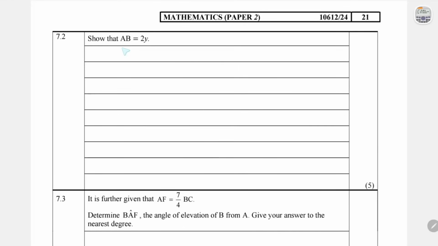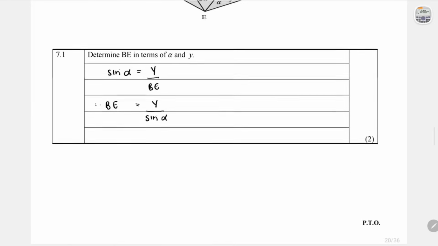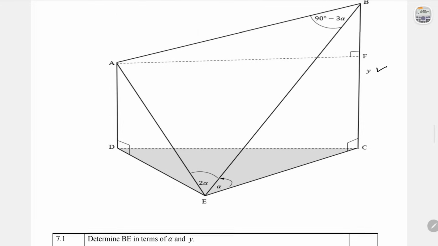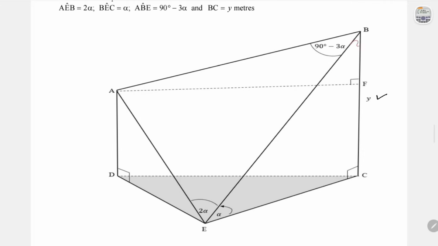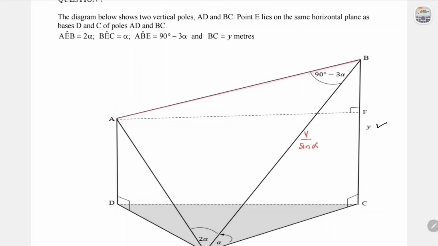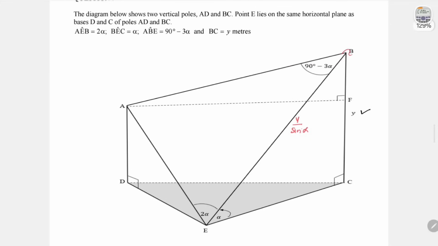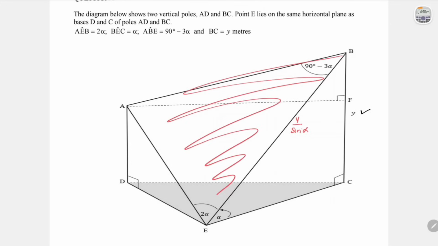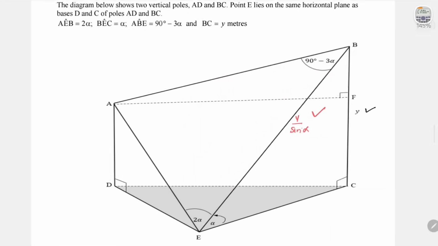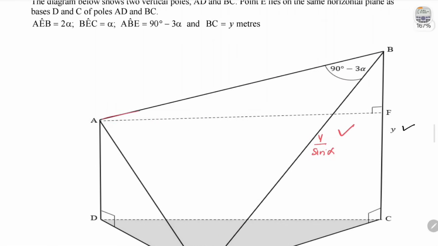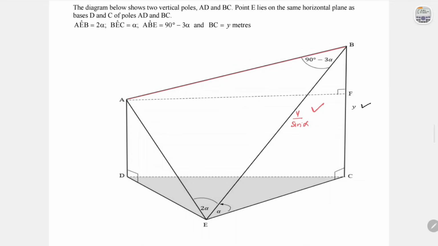Question 7.2 says, show that AB is equal to 2y. Seeing that we just found BE to be y over sine alpha, just remember that this has already been found. And now we need to show that AB equals 2y. With that, we can use this triangle over here because it includes this side, BE, and it also has angles in it. Because we're trying to find AB, we can use the sine rule. With the sine rule, we have the angle opposite the particular side we're looking for. And here we have that.